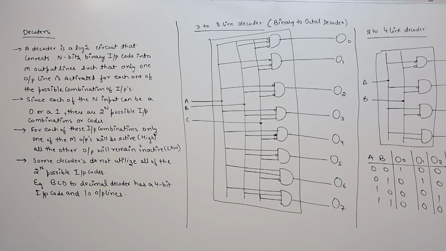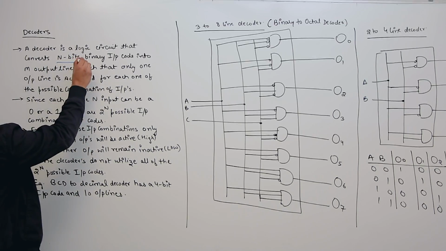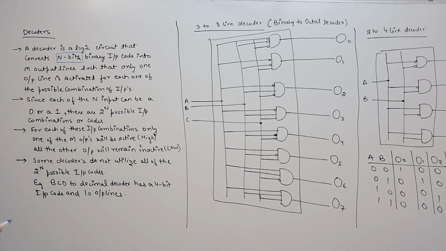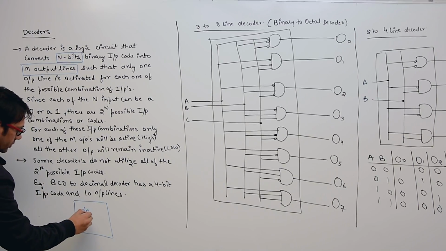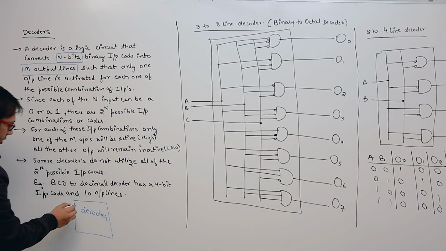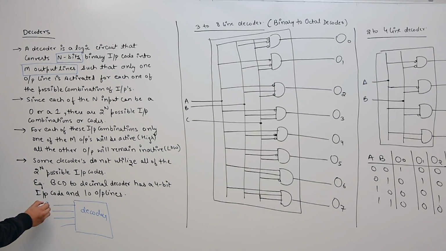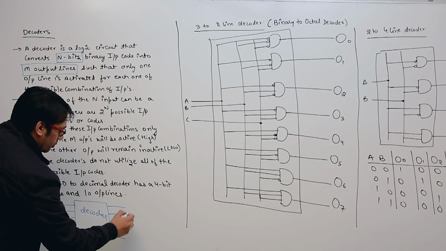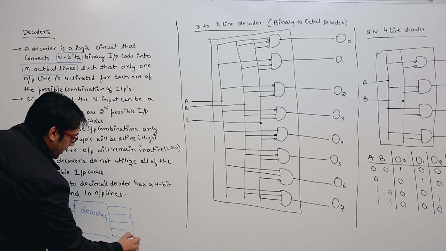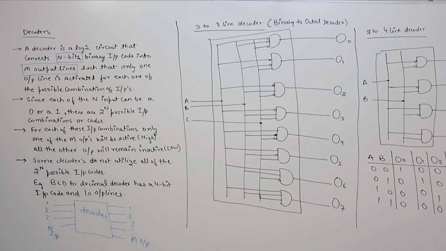For example, let us see what is a decoder. A decoder is a logic circuit that converts n bits of binary input into m output lines. For example, if this is a decoder, this decoder can be anything. This decoder will be having total 1, 2, 3 up to so on n input lines, and it may be having m output lines, 1, 2, 3 up to so on.